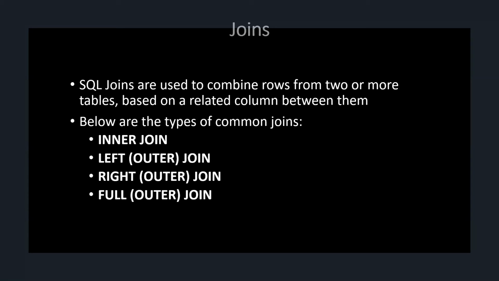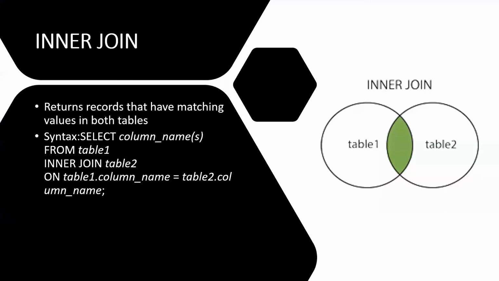Now, below are the common types of joins: first is the inner join, then the left outer join, the right outer join, and the full outer join. We'll go through them one by one.